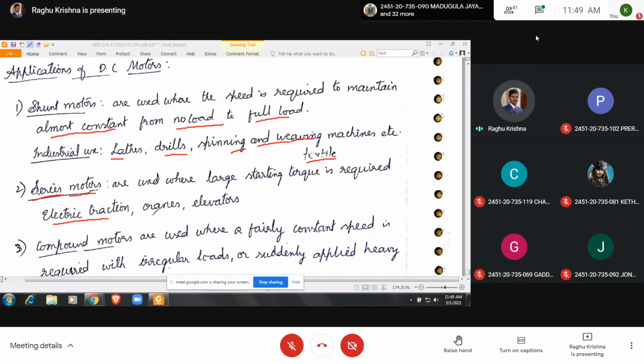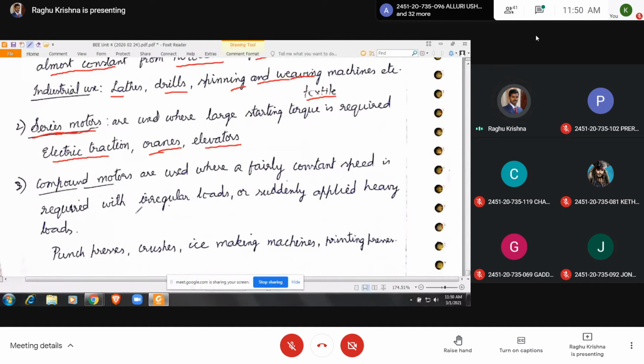Next, cranes, where there is a high torque requirement. Cranes, elevators. In situations where high torque is required, we use DC series motors.